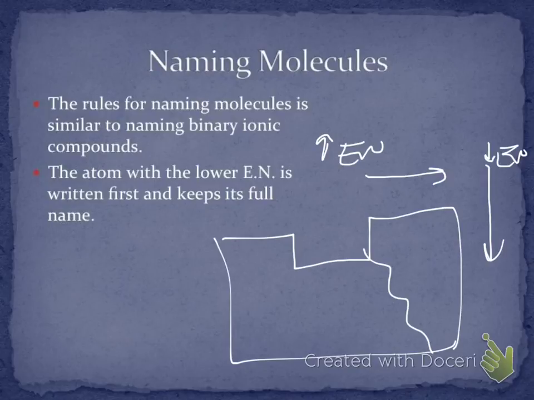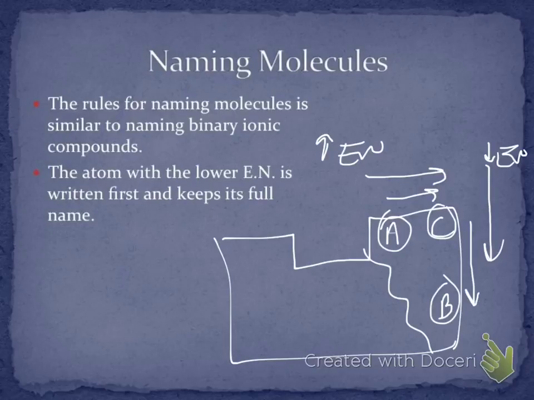So if we're looking at two atoms, atom A and atom B, we would see that atom B is farther to the right, but it's way, way down in its group. So atom A probably has the higher electronegativity. If you look at atom A and atom C, it's easy to see that atom C is going to have the greater electronegativity because it's farther to the right. If we were looking at C and B, then B would have the lower electronegativity because it's lower in position.